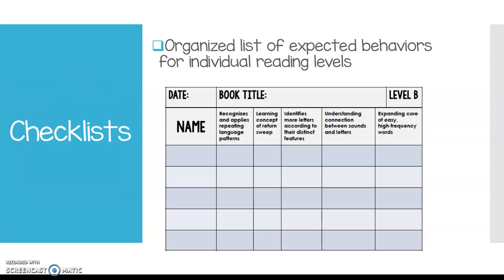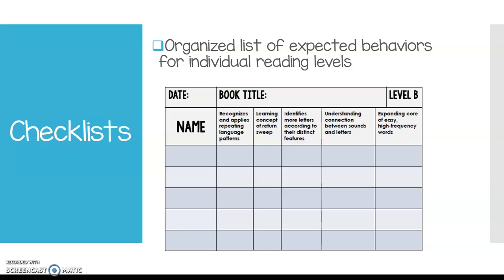Another great informal assessment is the use of checklists. If you look at the screen here, this would be a checklist for a specific guided reading group that I meet with. It's an organized list of expected behaviors for individual reading levels. As you can see, this checklist is for a level B reader.